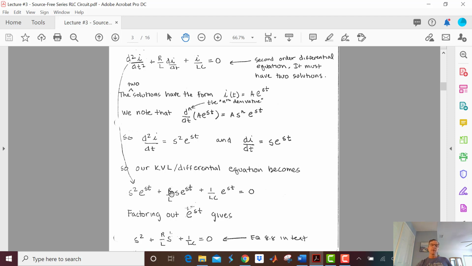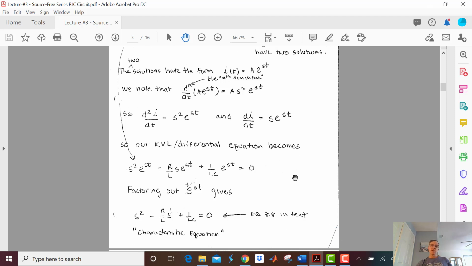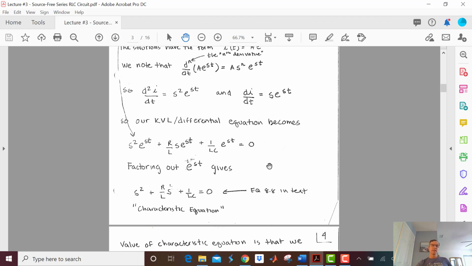Now what I'm going to do is factor out e to the st. And the result I get is this equation here: s squared plus R over L times s plus 1 over LC equals 0. This equation is in the text, and it has this cool name. It's called the characteristic equation.